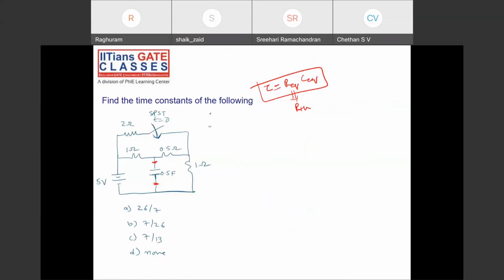For finding R, you should switch off the voltage source, that is, turn off the independent sources. Turning off a voltage source is nothing but shorting it. Tell me quickly, what is the equivalent resistance, R Thevenin, after the switch is closed at t equal to 0 plus?